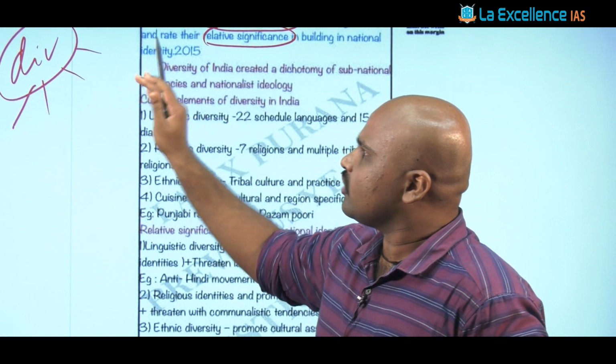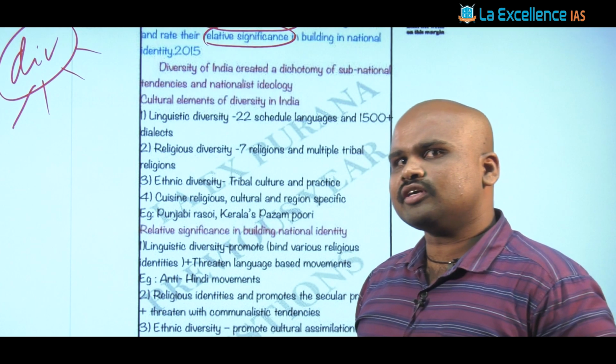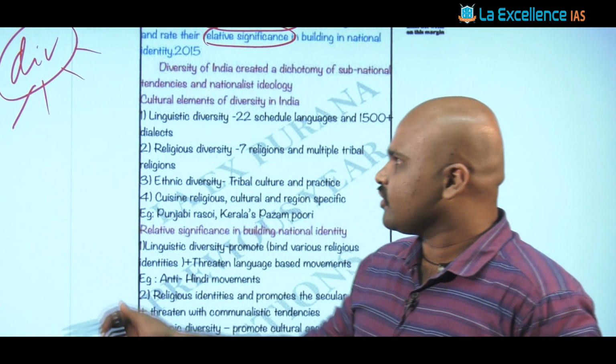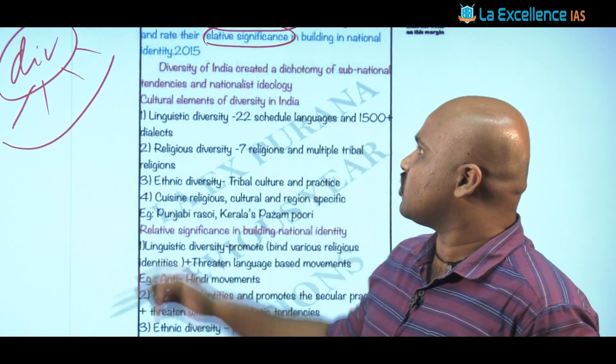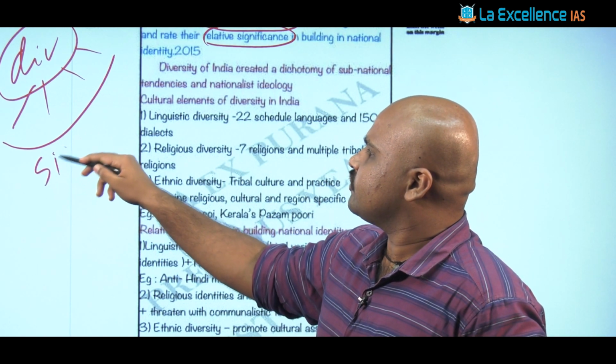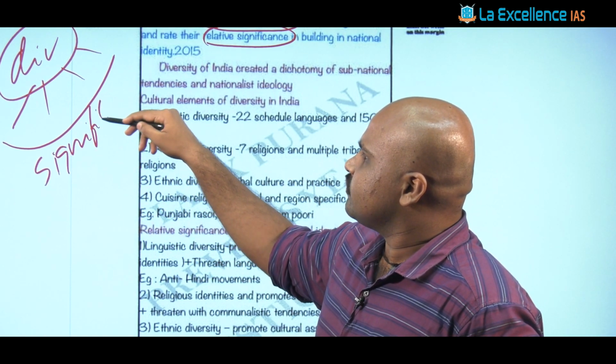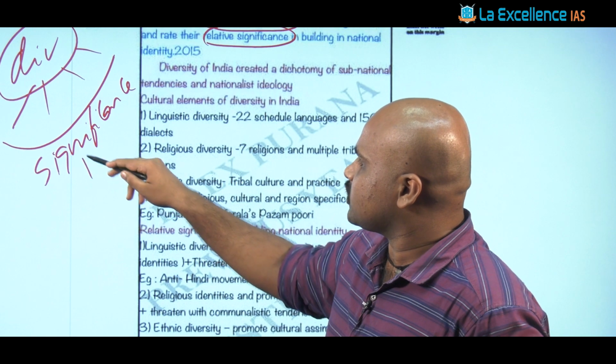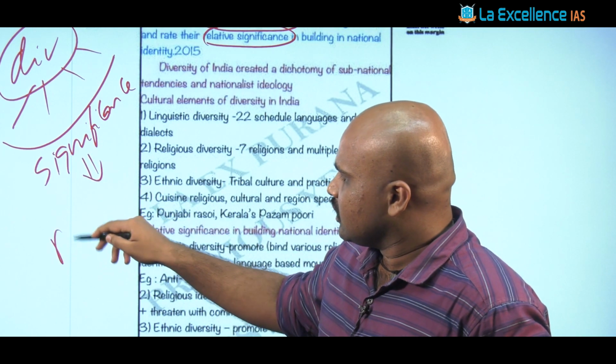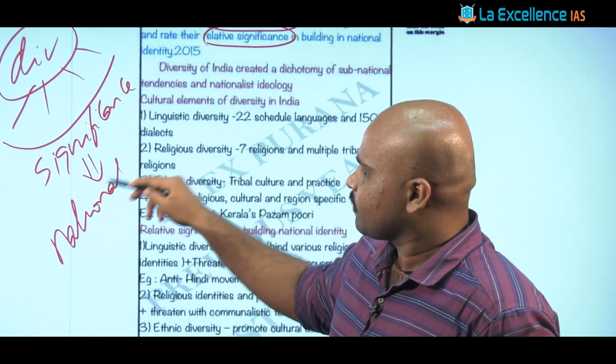It is asking for four elements with respect to the different diversity elements. And apart from these four elements, it is also asking what their significance is. What is their significance with respect to what? With respect to maintaining the national identity.